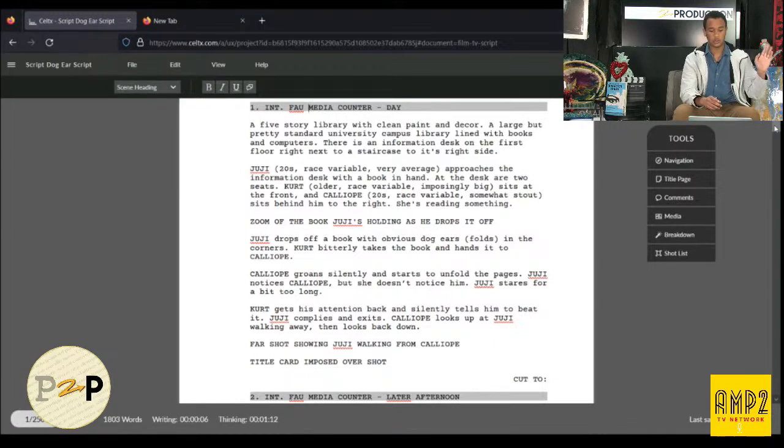At the desk are two seats. Kurt sits in one, and Calliope sits in the other. And I even put behind him to the right where Calliope is sitting so that the actor or the actress knows where to sit during the scene. This is important for something called blocking. If you don't know what that is, it's basically the steps that the actors or the actresses take.